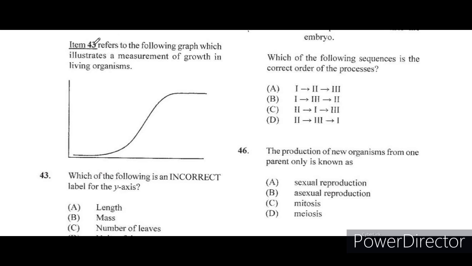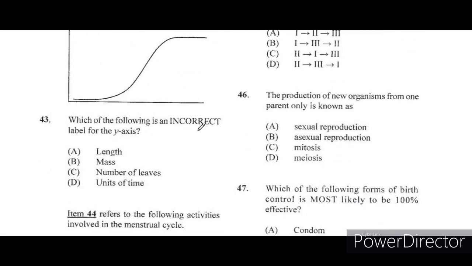Now 43 says, item 43 refers to the following graph, which illustrates a measurement of growth in living organisms. Which of the following is an incorrect label for the y-axis? Lens mass. Number of leaves. Or units of time. It's units of time. Units of time most often goes on the x-axis as it is an independent variable.